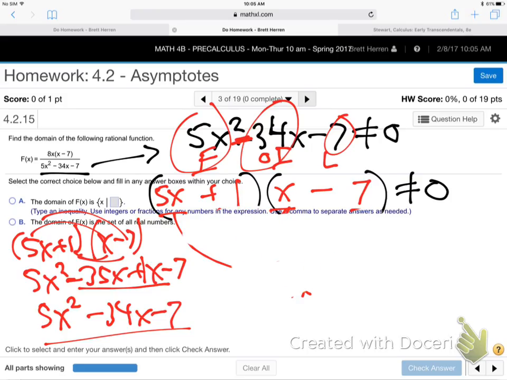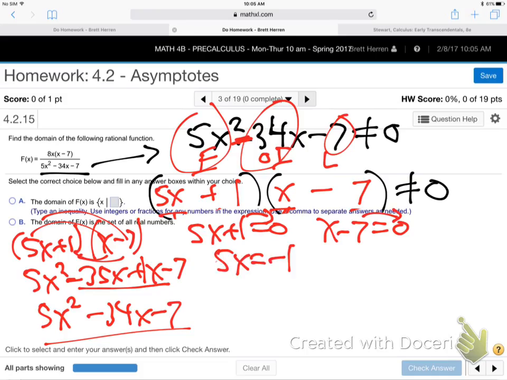So it's factored. What do you do now? We've got to finish up. We've got to set each one equal to 0, because if two things multiply to be 0, either one could be 0. So jump it over. 5x is negative 1, divide by 5, and 7. So 7 and negative 1/5.